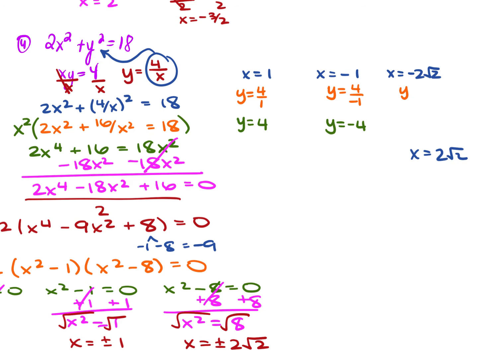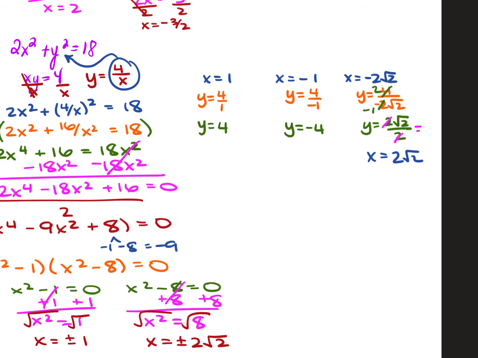We have y is equal to 4 over the negative 2 square root 2. Rationalize your denominator. Simplify those numbers. You get that y is equal to 2 square root 2 over 2, which then those 2's cancel out, so it's just the square root of 2. Then this was negative, so this is a negative square root 2 over 2.